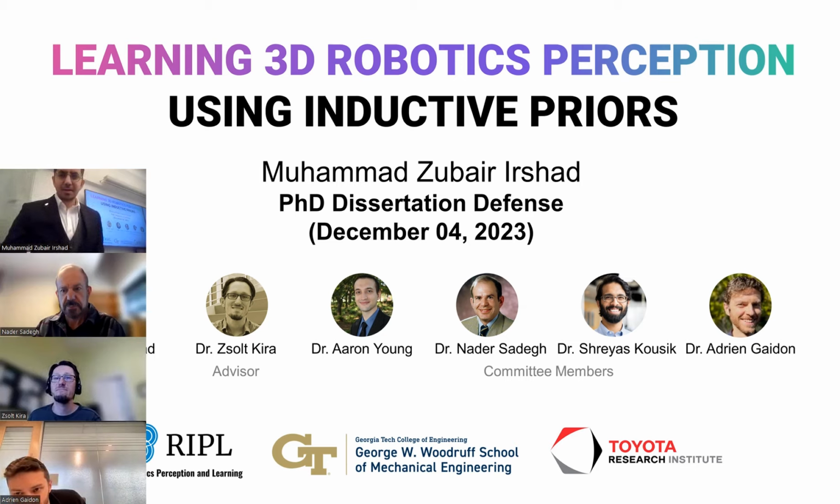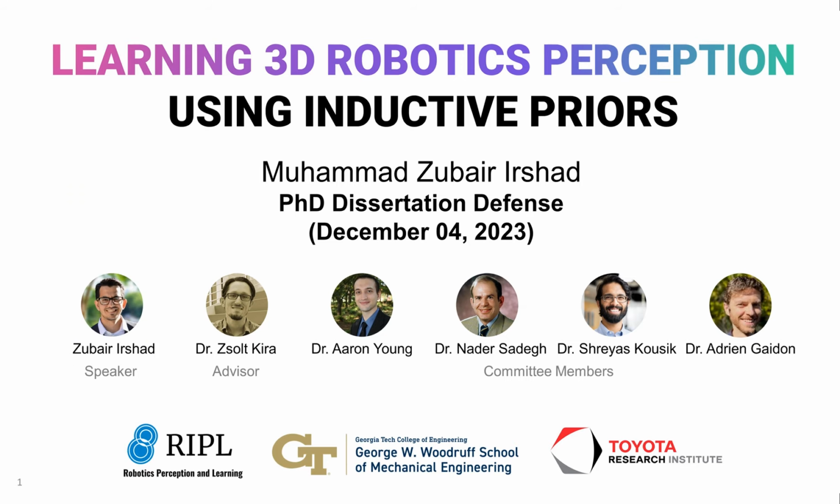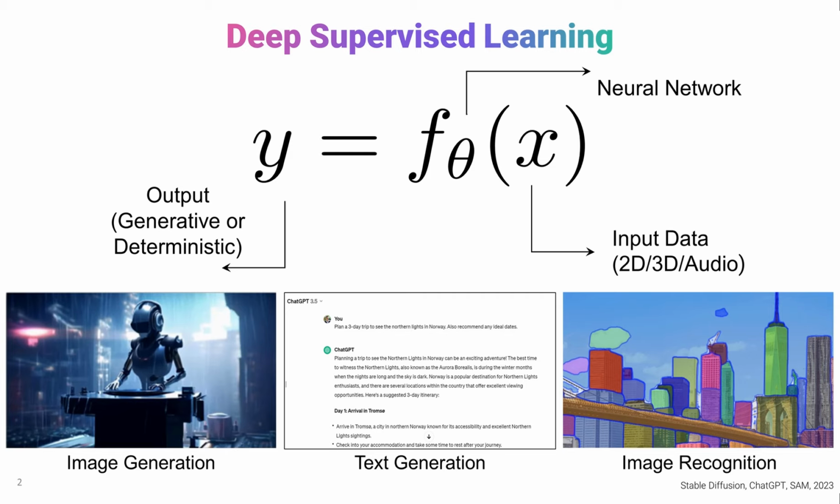Yeah, thanks. So, hi, everyone, again. I am Mohammed Zubair Irshad, and the title of my thesis defense talk is Learning 3D Robotics Perception Using Inductive Priors. The recent advances in deep learning have led to a data-centric intelligence in the last decade, that is, artificially intelligent models unlocking the potential to ingest a large amount of data and be really good at performing digital tasks such as text-to-image generation, machine-human conversation, as well as image recognition.